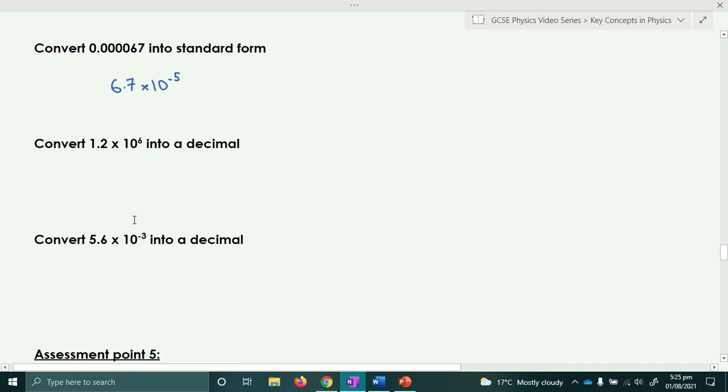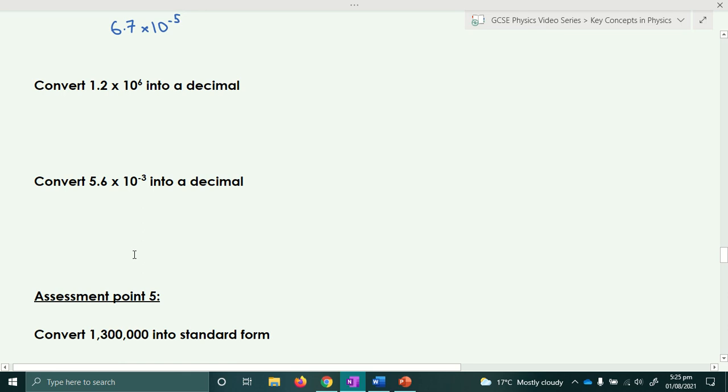Let's try and do it the other way. So let's convert standard form into decimals. What we're going to do is move this 1 6 places to the left. So there we go. Let's just see this. The 1 was here in this units column, right? So we're going to move it 6 places. So 1, 2, 3, 4, 5, 6. So that's actually 1.2 million.